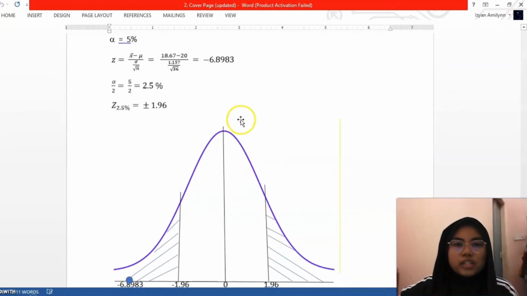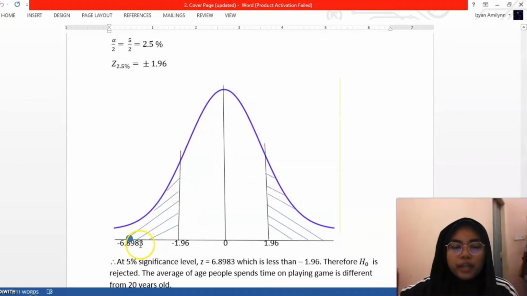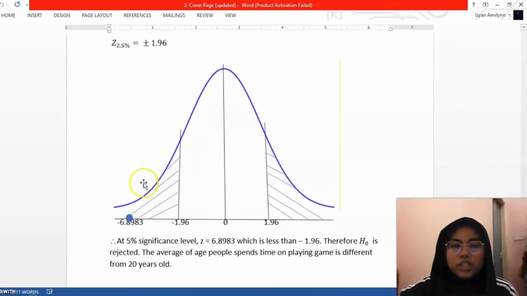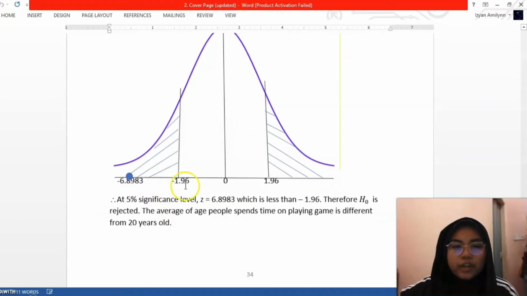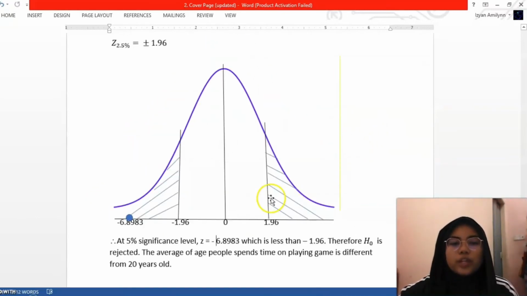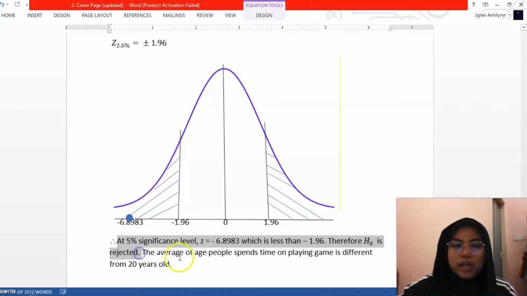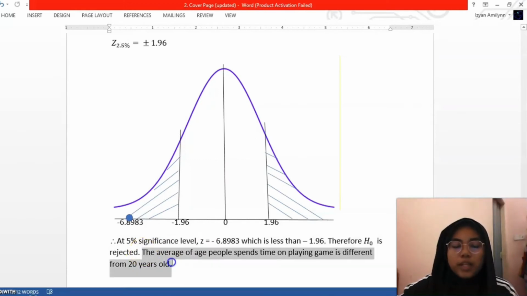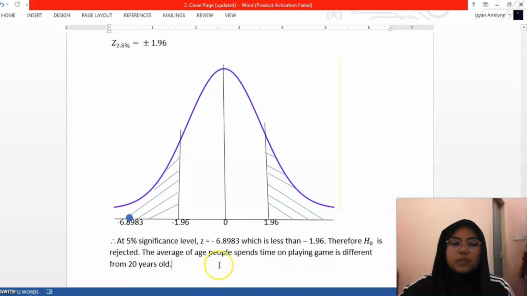Because our test statistic is negative 6.8983, it lies in the shaded region, the left tail over here. The fifth step is the explanation. At 5% significance level, z is equal to negative 6.8983, which is less than negative 1.96. Therefore, H0 is rejected. The sixth step is the conclusion: the average age of people who spend time playing games is different from 20 years old.